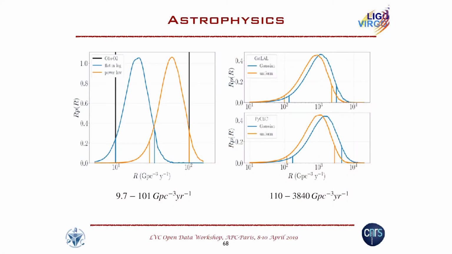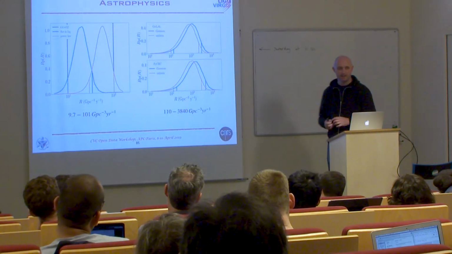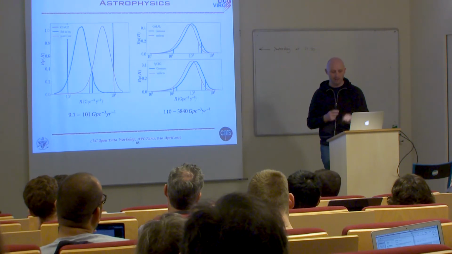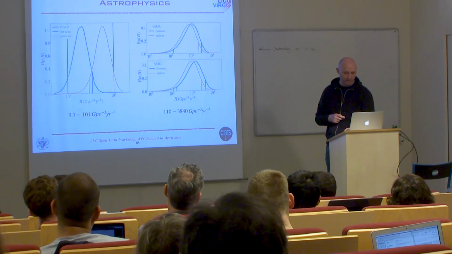One of the things that we have been able to do is set limits on the rates of the system. So for O3, we predicted at the end of O2 somewhere in the region of 10 to 100 binary black holes per cubic gigaparsec per year, and somewhere between 110 and 4,000 binary neutron stars per cubic gigaparsec per year. This is already much tighter than the constraints we had from the initial detections, and we hope to do better in the next few years.